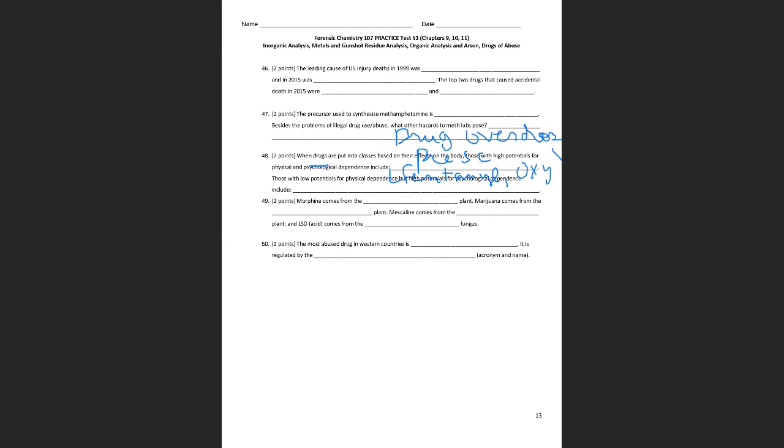Besides the problem of illegal drug use, what other hazards? We have flammability of some of the chemicals and the risk of fire and explosions. We also have toxic residues that are left behind.